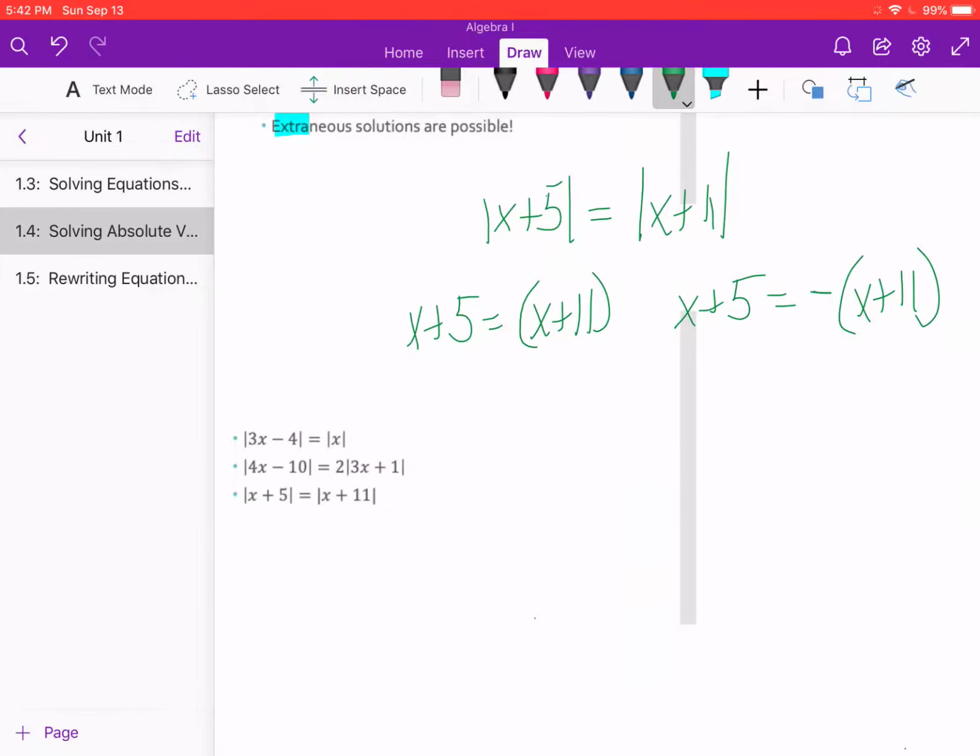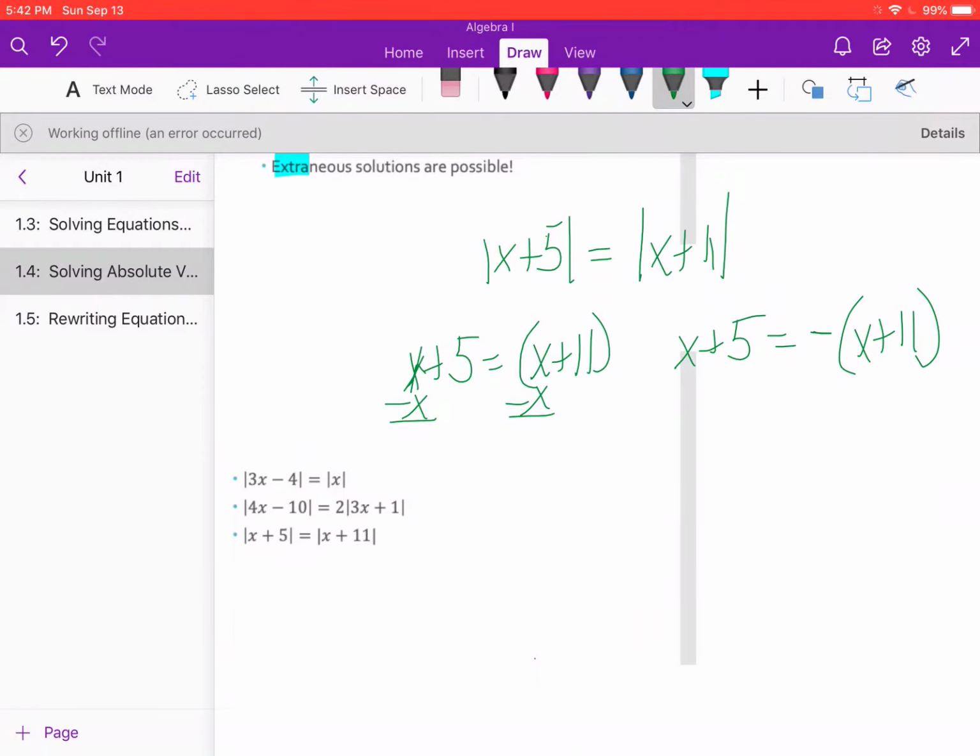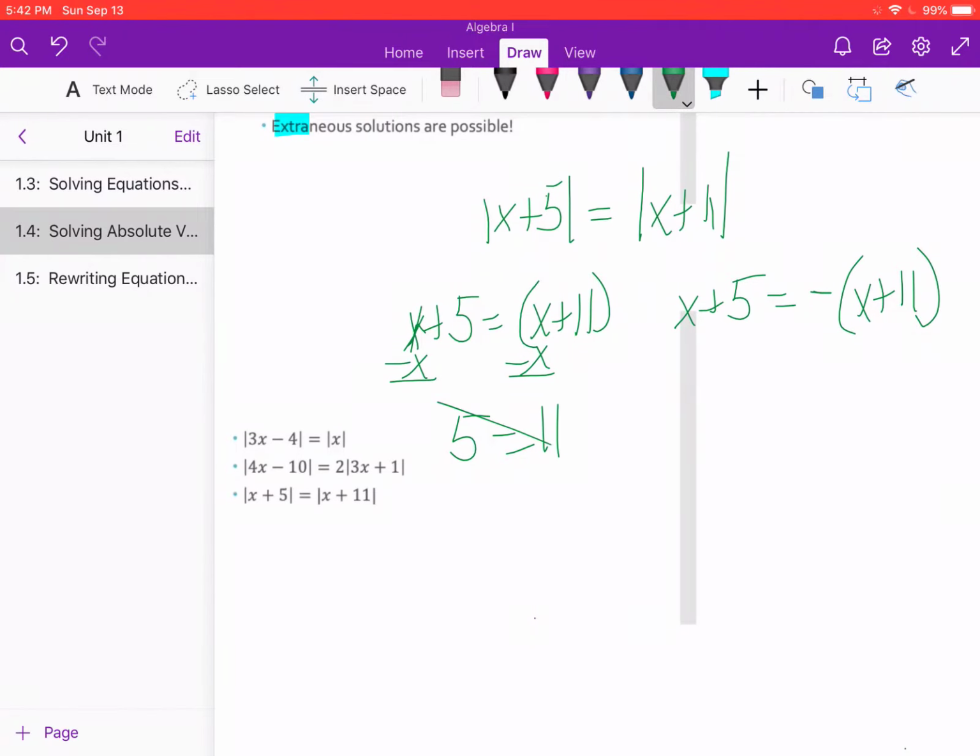So left one, we can kind of ignore those parentheses, right, because when it's a positive on the outside, it doesn't actually mean anything. So I'm going to subtract x to get rid of this one, subtract x. And I get 5 equals 11. So we found in a previous lesson that if we get 5 equals 11, then that means we have no solution here. So this side has no solution. Let's see if the other side does.